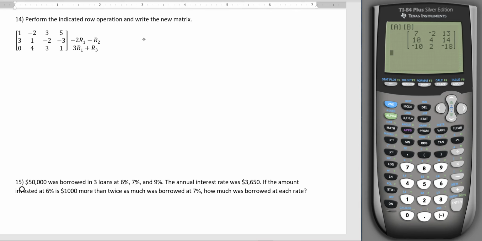So what it tells me here is I'm not changing the top row. So that's good to know. So I'm going to create my final answer over here. So the top row is still going to be 1, negative 2, 3, 5. Now to find the second row, I need to do negative 2 times R1 minus R2. So negative 2 times R1 would be negative 2, 4, negative 6, negative 10, and then I'm going to subtract R2, which is 3, 1, negative 2, negative 3.